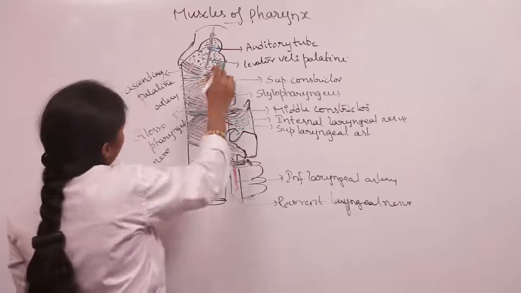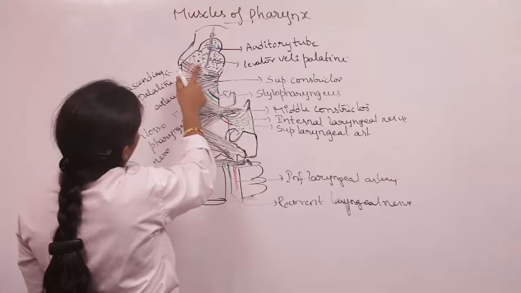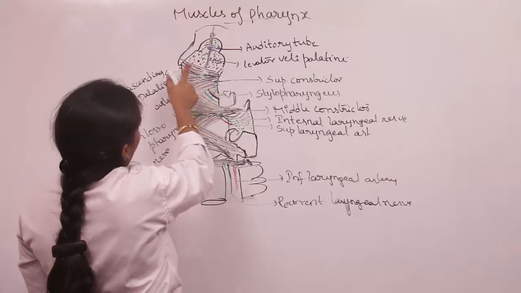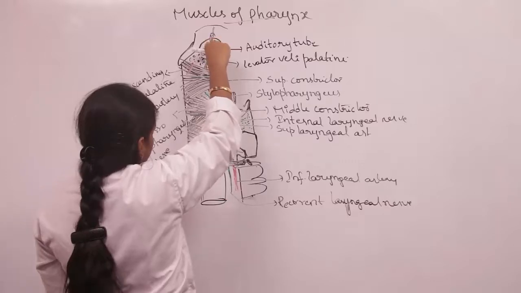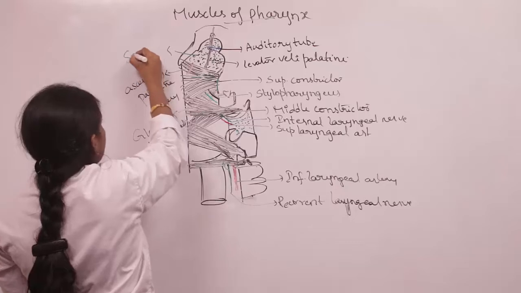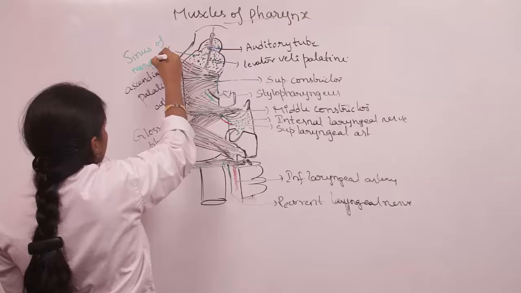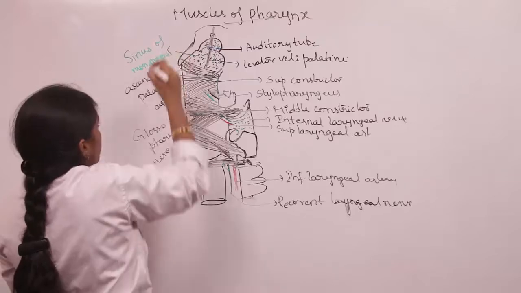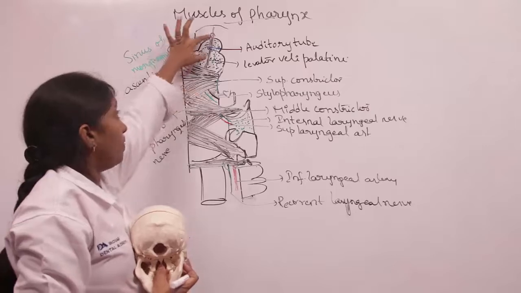And coming to one more important point, between the upper border of the muscle and the base of the skull, we have a space. This space we call the sinus of Morgagni. The sinus of Morgagni is present between the upper border of the superior constrictor muscle and the base of the skull.